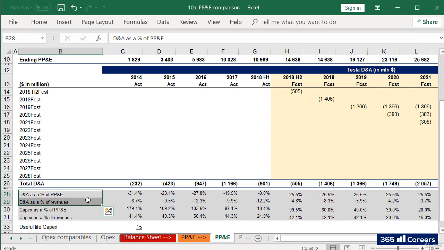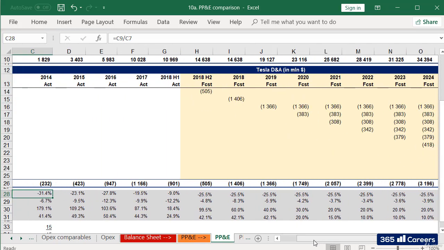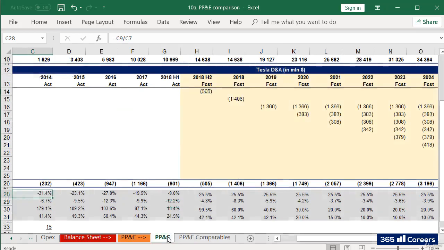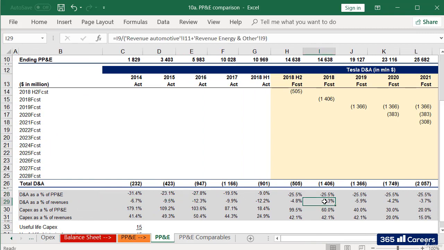What I would suggest in this case is to calculate D&A as a percentage of revenues and D&A as a percentage of beginning PP&E. Then it would be a bit easier to compare these figures with the ones of comparable companies, as D&A is easier to find in financial statements. It is also easier to calculate D&A as a percentage of revenue and beginning PP&E. This is what we've done here.